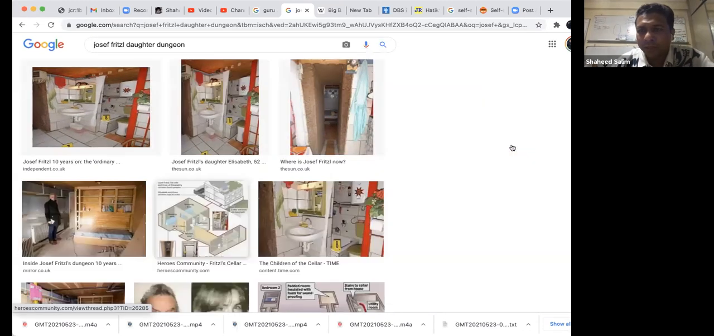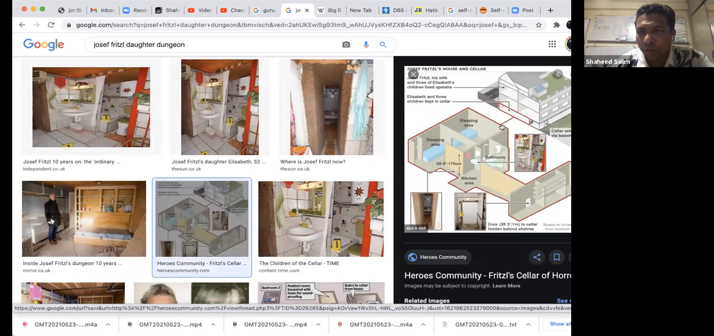This is his house on top. He built underneath his house a dungeon. Another house underneath, no? And then he drugged his daughter. He brought his daughter down here and started repeatedly raping her. He had children with his own daughter, you know. You know how many children he has? 7. One of them died.